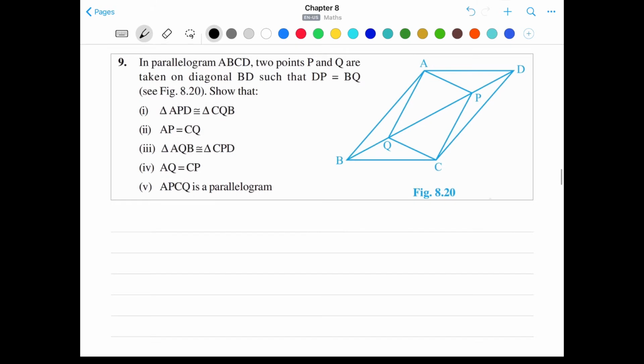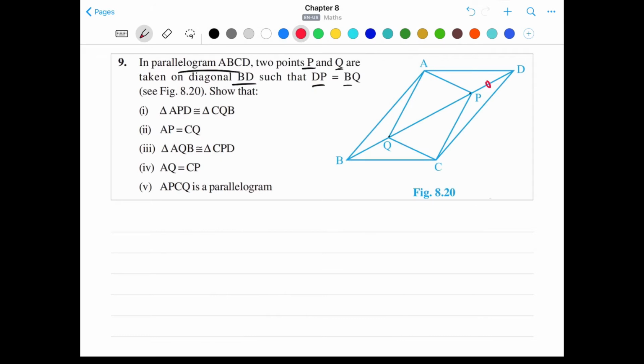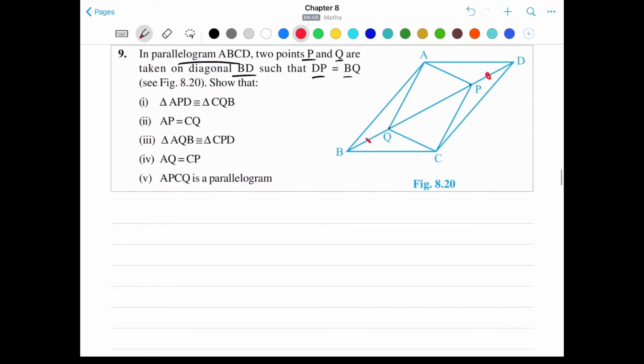Now moving to the next question, question number 9. It says in parallelogram ABCD, two points P and Q are taken on diagonal BD such that DP is equal to BQ. So we have a parallelogram ABCD in which P and Q are points taken on diagonal BD such that DP is equal to BQ.